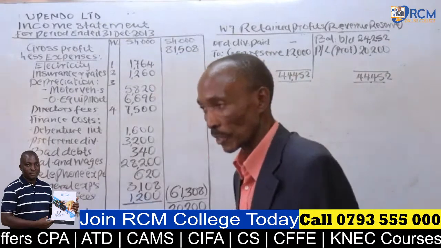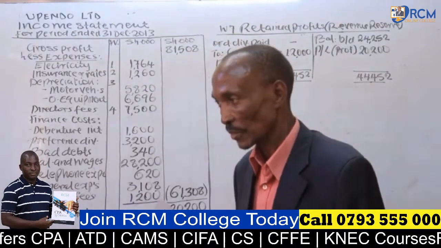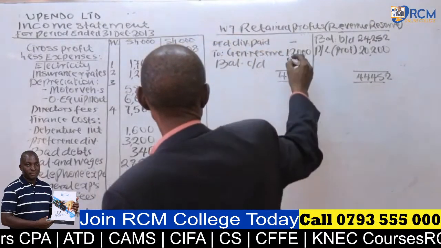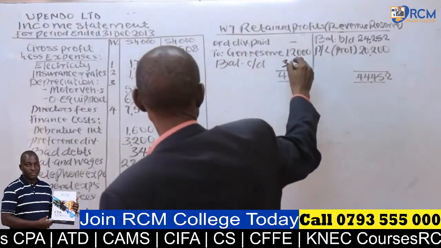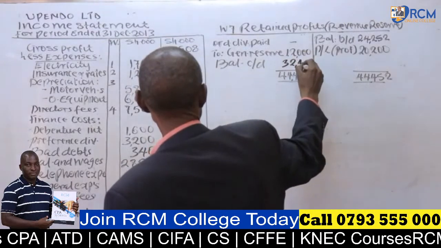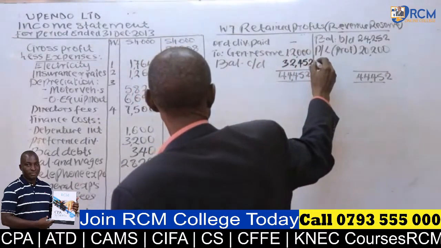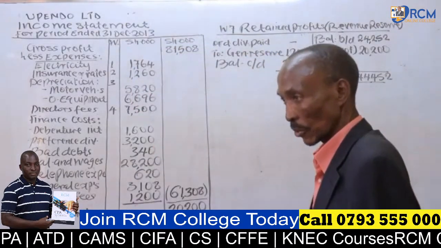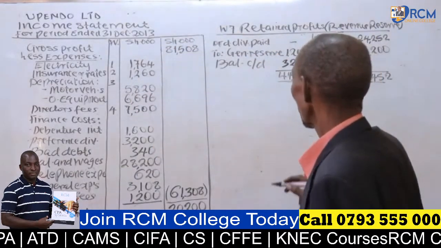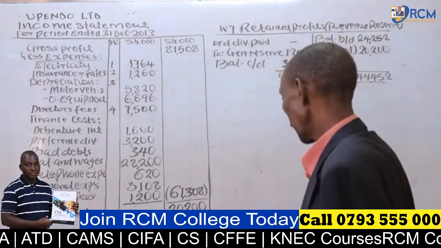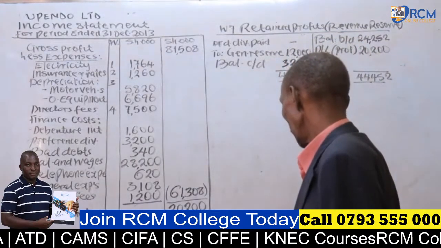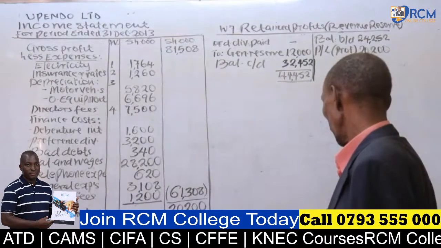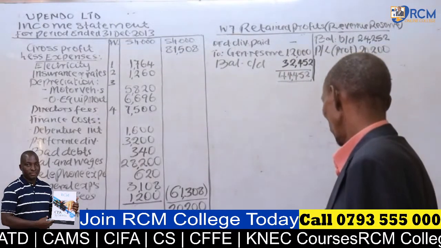Now the balancing figure is the retained earnings. We are calculating the retained earnings as at the end of the period. That is 32,452. This is called retained profits, or you can also call it revenue reserve. It will appear under equity. I am just trying to retain that figure, 32,452.